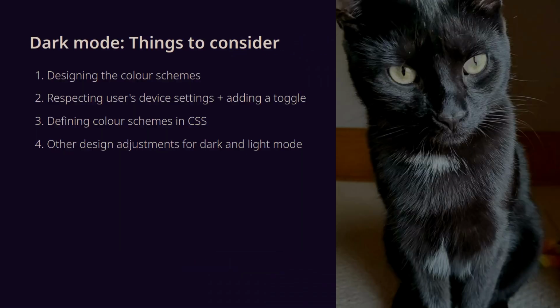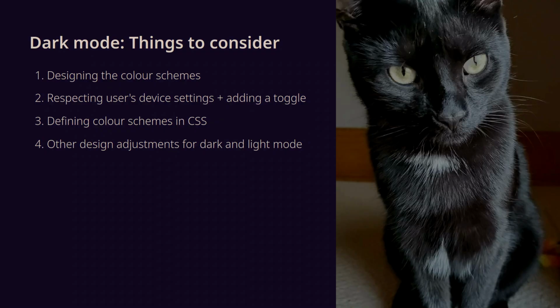There's a bunch of things we need to consider if you're implementing dark mode, and you might think that we're just going to flip the background color and the text color, and that will be all we need to do, but there's actually a little bit more to it than that. You need to be able to design color schemes that are accessible and hopefully not too boring, black and white. We want to be able to respect the user's device settings, whatever mode they have their device set to, and add a manual toggle for our use case.